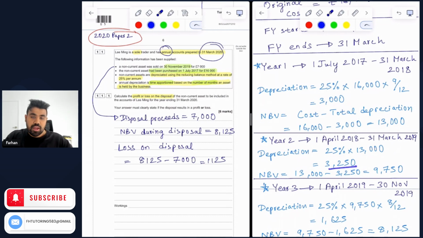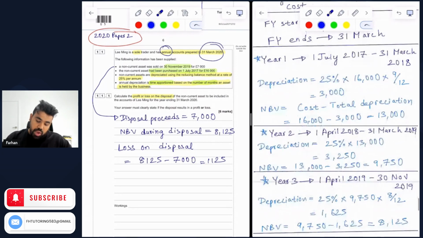Again, you want to find the net book value always when you're using the reducing balance method. If you want to find the net book value at end of year 2, you just simply take the net book value at end of year 1, which was 13,000, and then you subtract the new depreciation of 3,250, and you should get a net book value of 9,750 pounds.